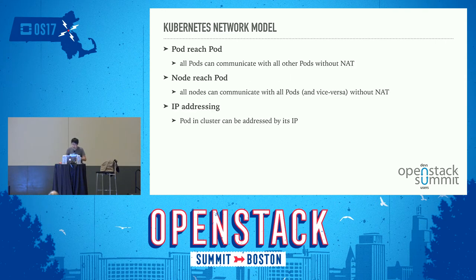And the model of Kubernetes network is very easy to understand. First of all, pods in Kubernetes should be able to reach each other directly without NAT. And second, the nodes should also be able to reach every pod by using its IP address directly without NAT. And all of this communication should be based on IP address. Okay, that's the Kubernetes network model.